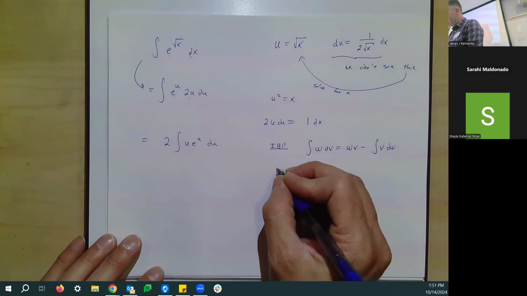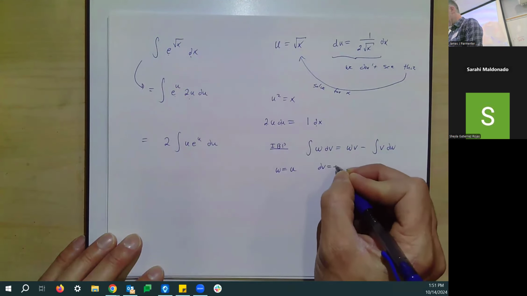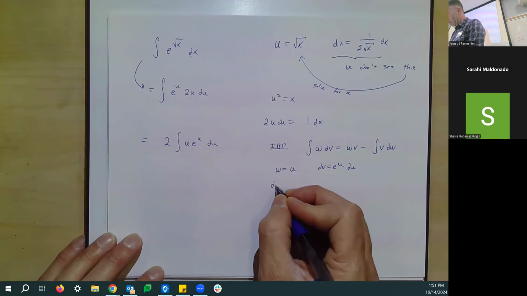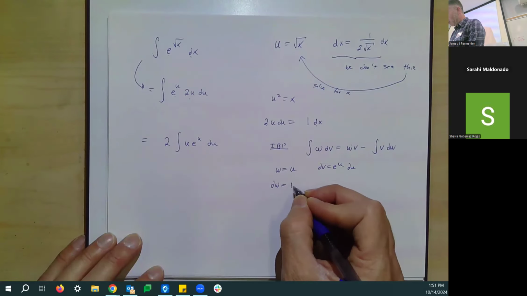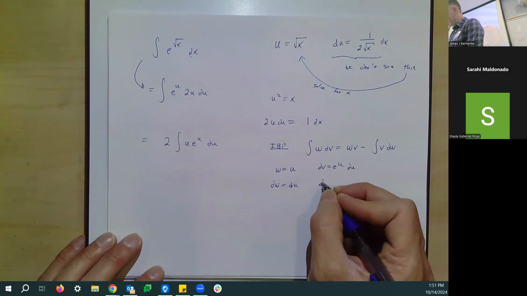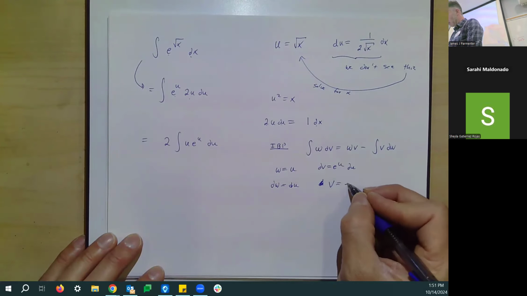So here, w is going to equal u. dv is going to be e to the u. The derivative of w is 1 dw. The derivative of u is 1 du. The antiderivative of dv is v. The antiderivative of e to the u is e to the u.